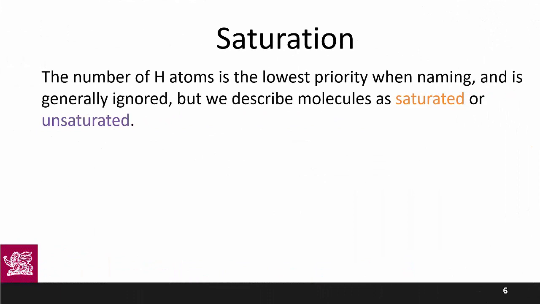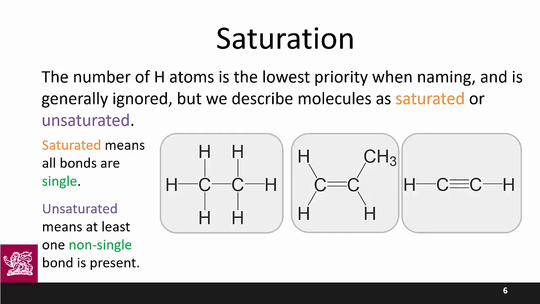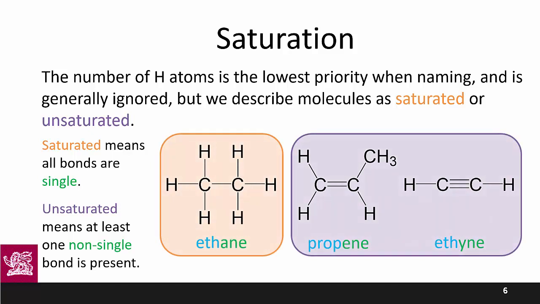Saturation refers to the presence or absence of a double or triple bond. Saturated means that all bonds are single in the molecule, and unsaturated means that there's at least one non-single bond present. So here's another set of molecules. Have a go at naming them and identifying whether they are saturated or unsaturated. So we have ethane as a saturated hydrocarbon and propene and ethine both present as unsaturated hydrocarbons.